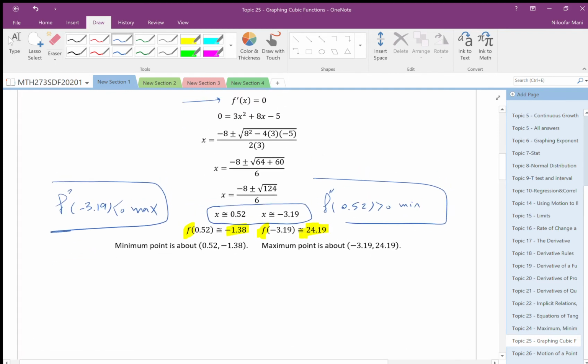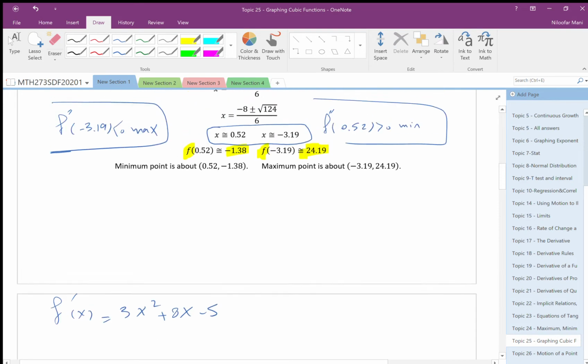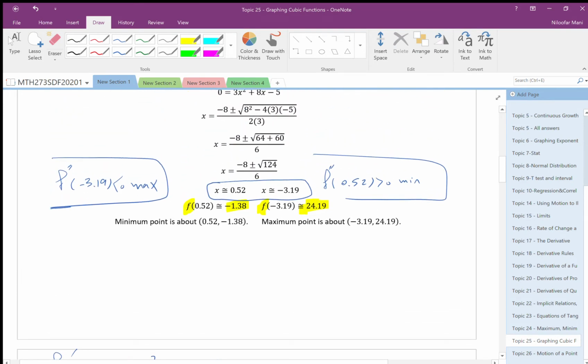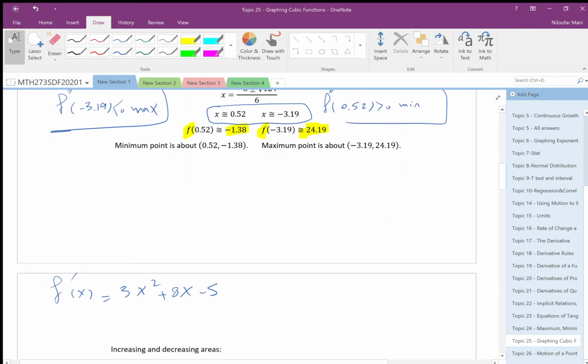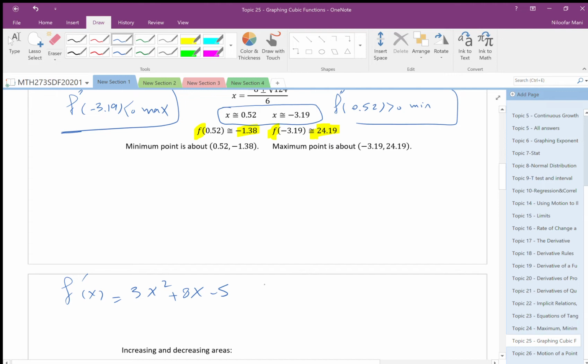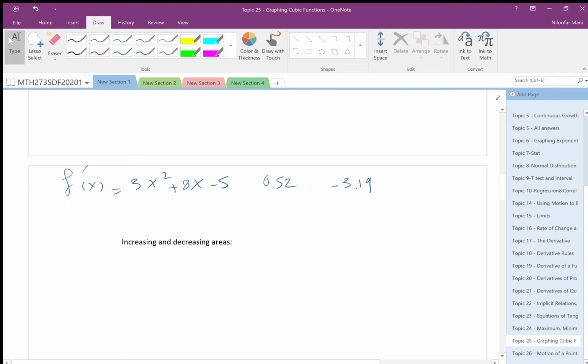I already have the points. Sorry about that, because I was thinking about something else. So I have two points here. I used the quadratic formula: one of them is 0.52, and one of them is minus 3.19. I have these 2 points, right? I don't need to waste my time thinking about factoring. You can use the quadratic formula, it doesn't matter.